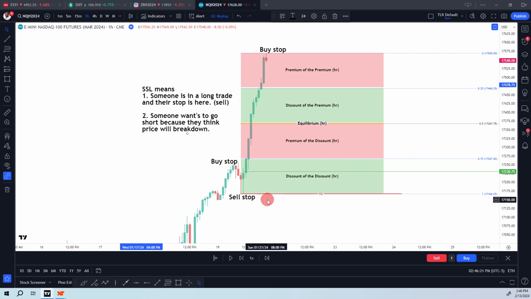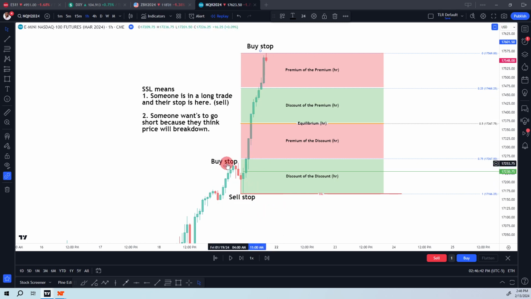And the buy stop, if it gets to that line, that means the price is getting too high. I don't want to spend that much for this. So your buy stop is for if you're already in a short trade and price gets up there, get me out. The sell stop is for if you're in a long trade, get me out.